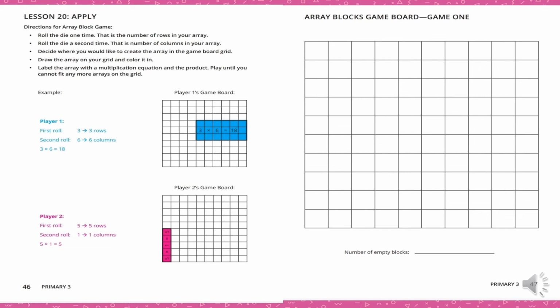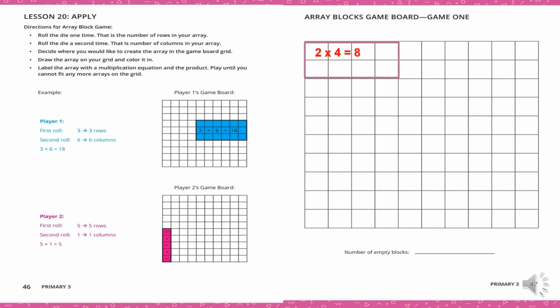Here in lesson 20 we have a game. In this game I will roll the die 1 time to find the number of rows. Then we will roll the die again to find the number of columns. Then we will draw our array. I'll give you here the numbers we found on the die, and you will play this game inside your class.